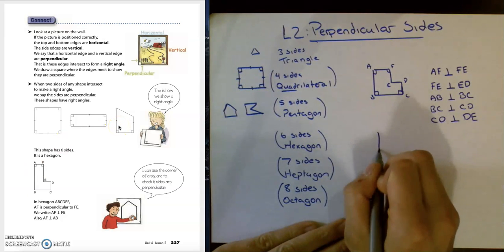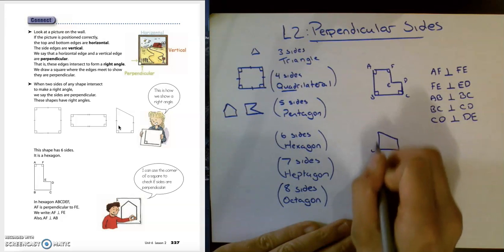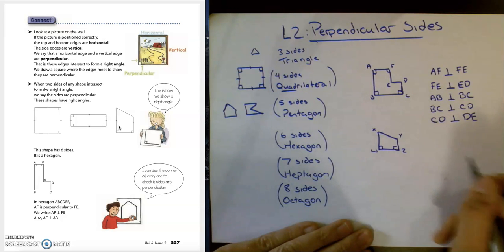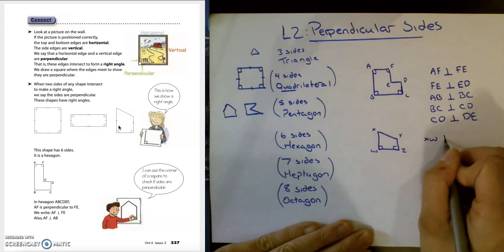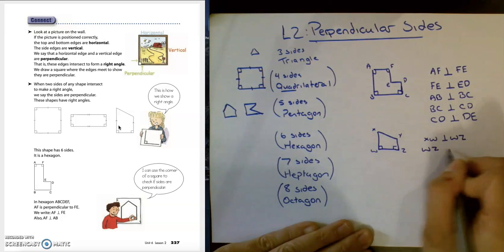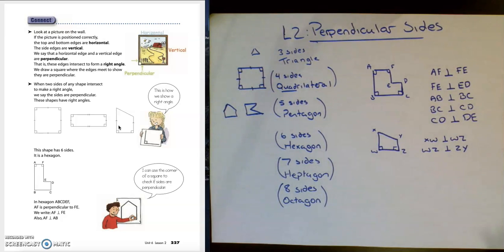If I was to label this one, let's do W, X, Y, Z. Okay, I know that these are perpendicular here. I would just say XW is perpendicular to WZ, and WZ is perpendicular to ZY, or YZ. So that is that. That's how you tell perpendiculars. Vertical, horizontal meet, forms a perpendicular.